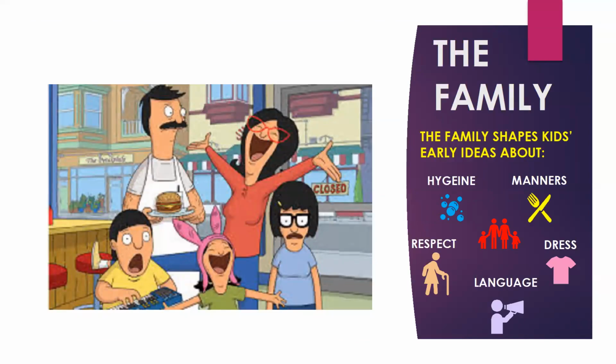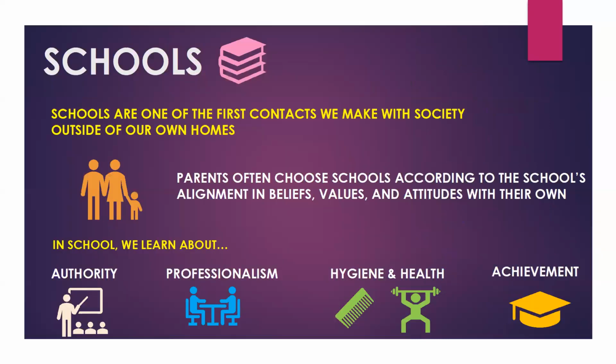So again, looking at primary socialization, we've got the family, right? The family shapes kids' early ideas about hygiene, manners, how to, you know, show respect to an authority figure, how to dress, how to clothe yourself, how to talk, how to use language. Schools are also one of the first contacts that we make outside of our home. So this is going to be the first secondary socialization, typically.